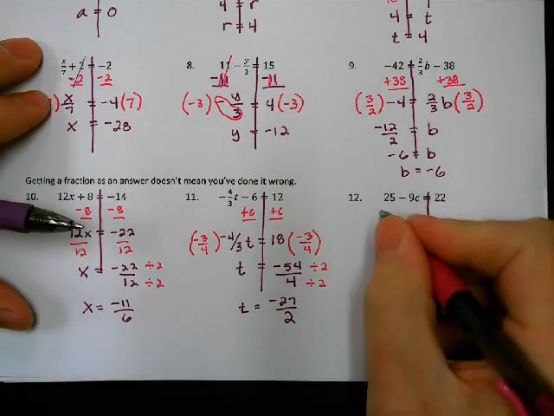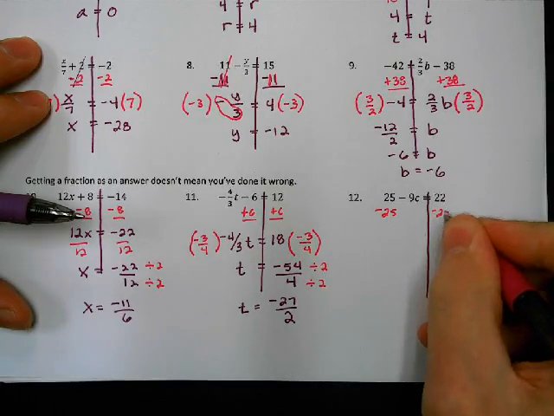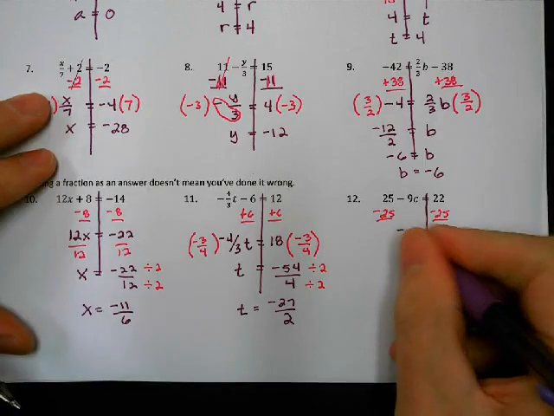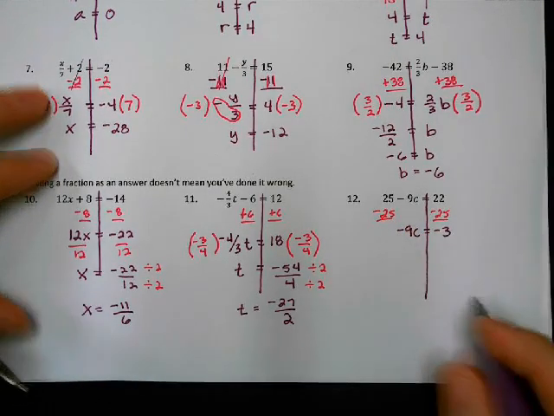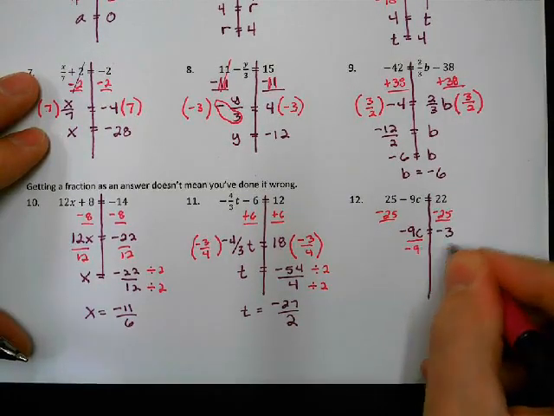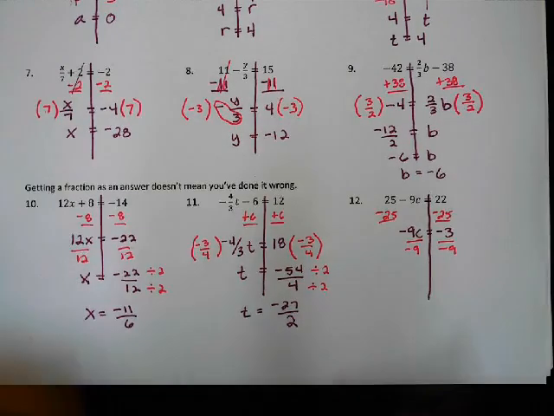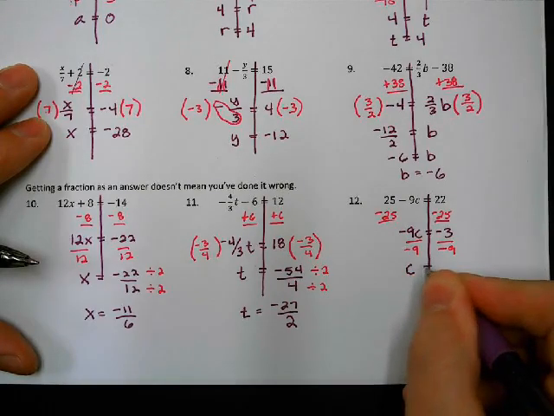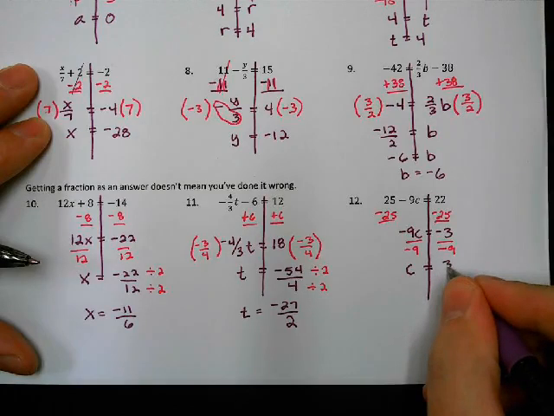Subtract 25, subtract 25. We got negative 9c equals negative 3. This is negative 9 times c, so I divide by negative 9 on both sides. That becomes 1 on the left-hand side of the equation. So 1c, or just c, equals negative 3 divided by negative 9. That's positive 3 over 9 because a negative divided by a negative is positive.